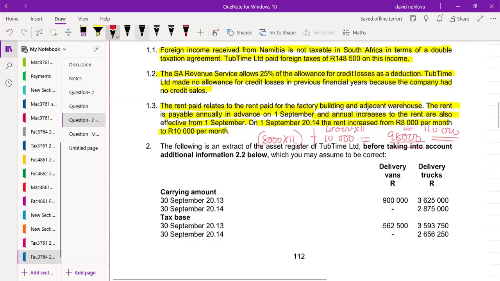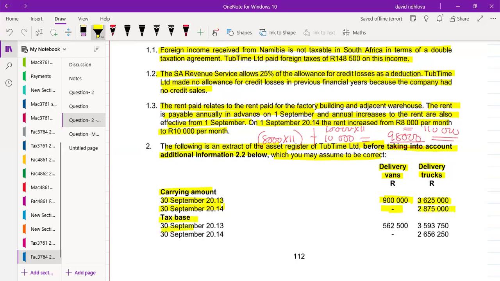Everything looks okay. Then we go to the following: an extract of the asset register of Tap Time before taking into account additional information 2.2, which you may assume to be correct. So we have delivery vans, we have delivery trucks, we have carrying amounts of these. We can see that this is the carrying amount at the end of the previous year. Then carrying amount at the end of the year, this asset is no longer there. So what it means, we probably sold our delivery vehicles before the end of the year. But the delivery trucks were there in the previous year. They are still there at the end of the year.